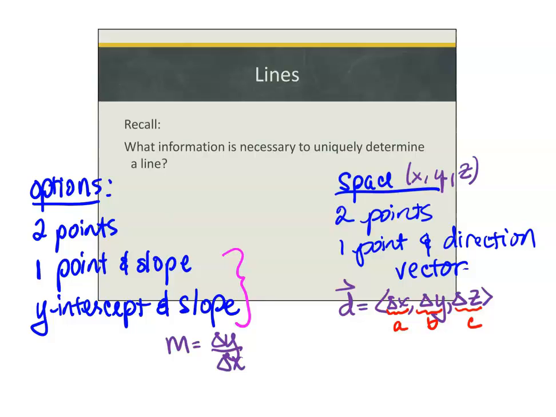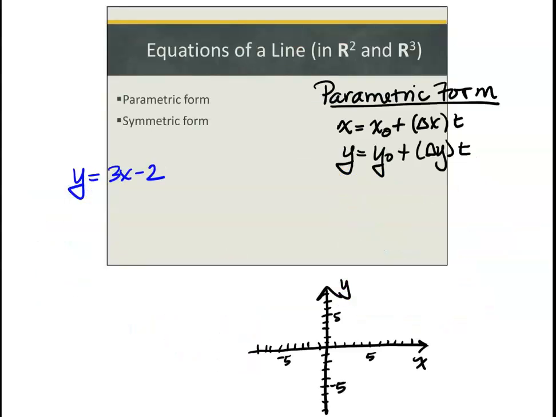So once I have this information about a line, I can go about writing equations of line. Since you're already familiar from algebra with equations of the line in the Cartesian plane, we're going to start there. And what we talk about is easily extended to space. So when we write equations of line, there are actually 3 different ways to write them, but for now we're going to focus on the parametric form and the symmetric form.